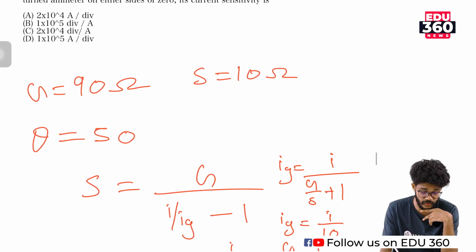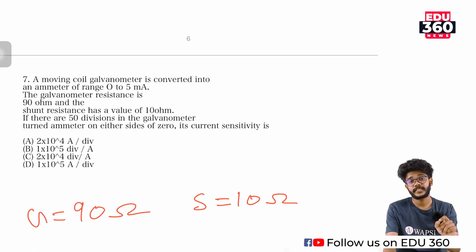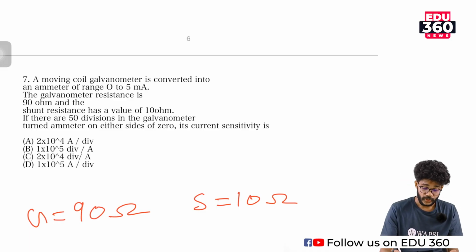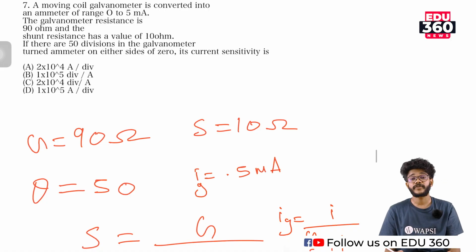What is I in the question? I is 5 milliampere. It has a sensitivity of 5 milliampere. 5 by 10 is 0.5. So Ig is equal to 0.5 milliampere because I is equal to 5 milliampere.